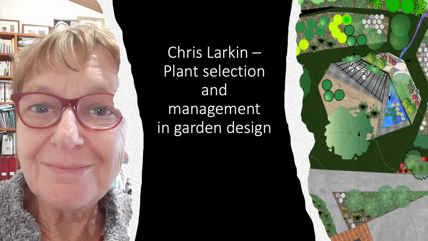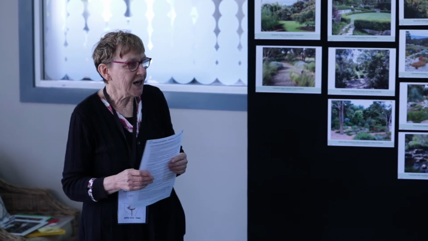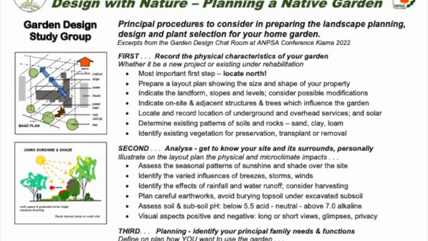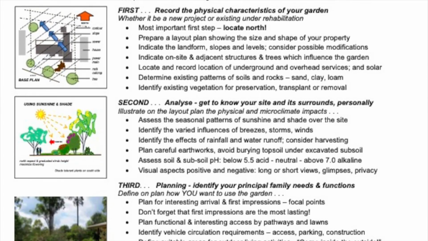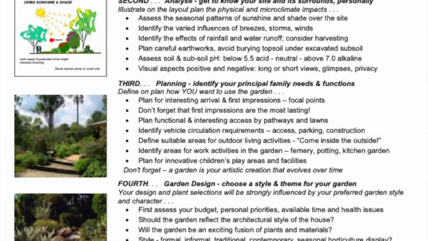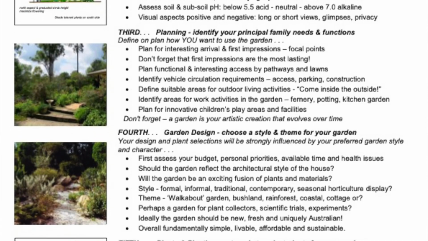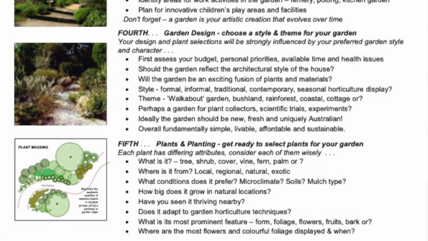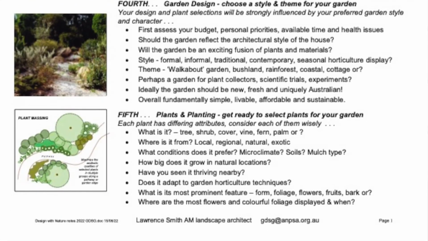My name is Chris Larkin, and I was meant to do this with Laurie. Laurie's a landscape architect, and the front of this is what he has written down, and it's all the things that a landscape architect would be thinking about, or anybody who's designing a garden could and should be thinking about.